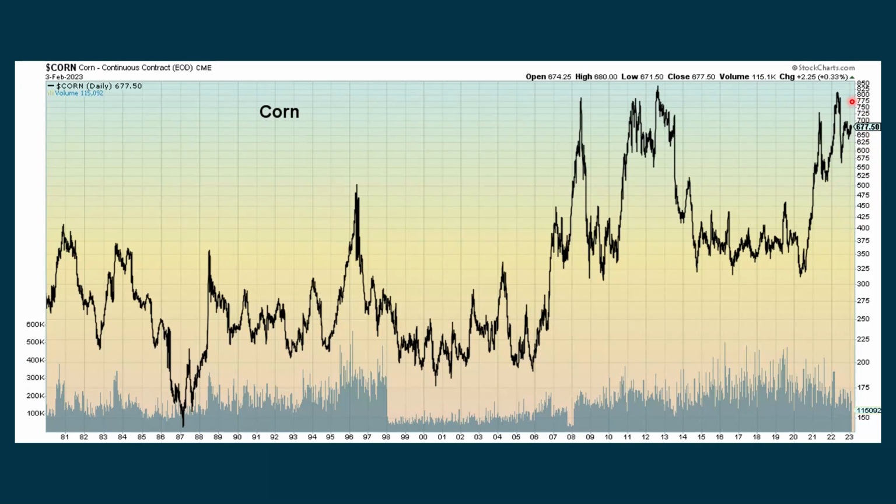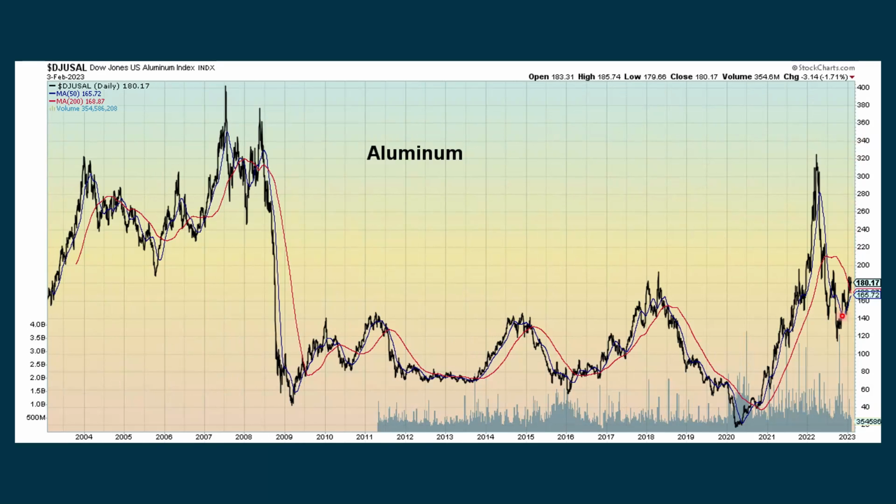Corn, I don't have any studies on these upcoming charts here. We're just looking at them to see what their current prices are. But corn had really spiked up. It came down, and now it's been settling around the 677.5 level. Aluminum, I do have a couple of moving averages here.